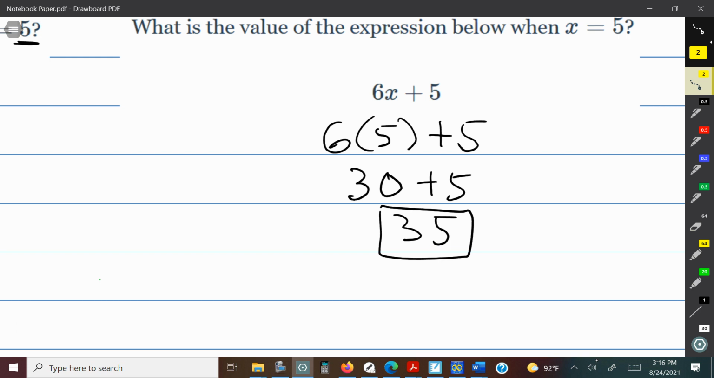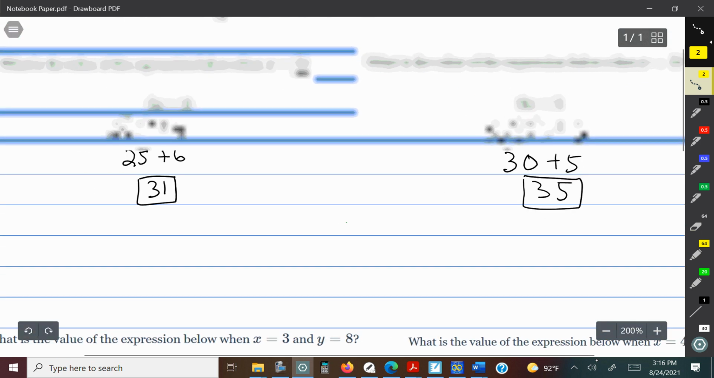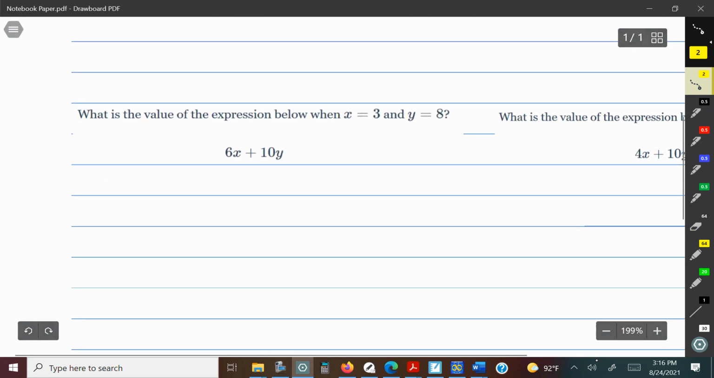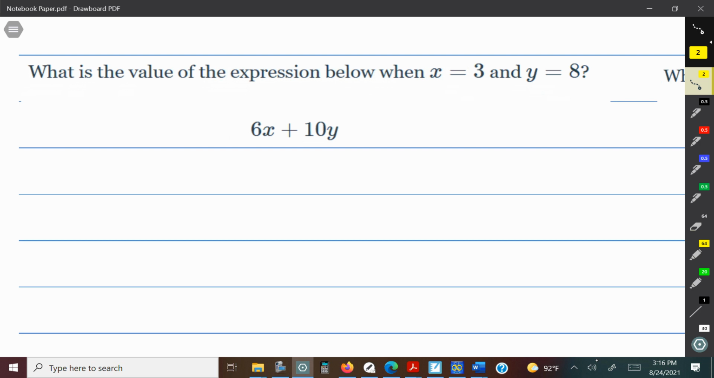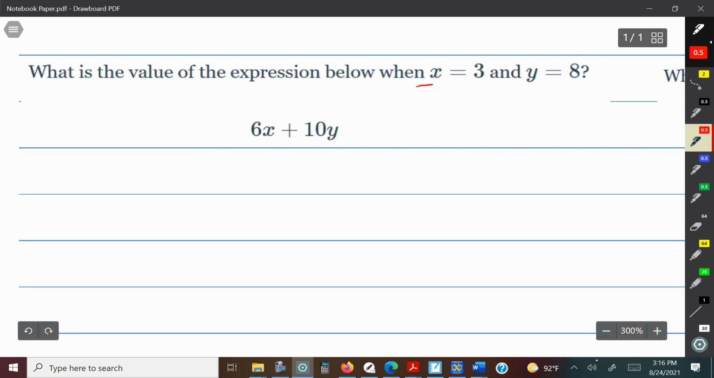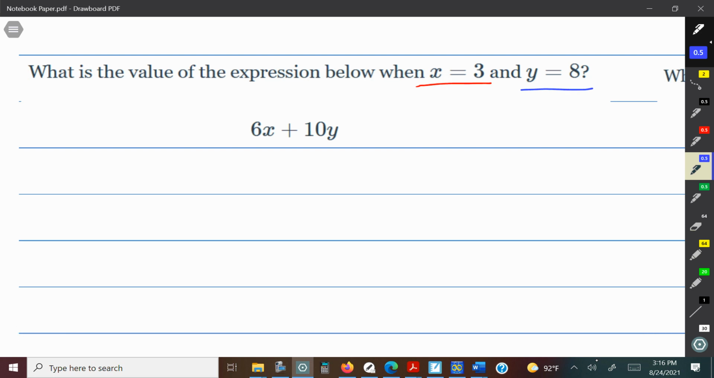All right, let's take a look at another example. Okay, so here's another example here. And on this one, what I'm going to do is change colors for you. So I'm going to let my x be red and my y be blue. Because on this expression, we got an x and a y. Okay, I want to make it clear for you.